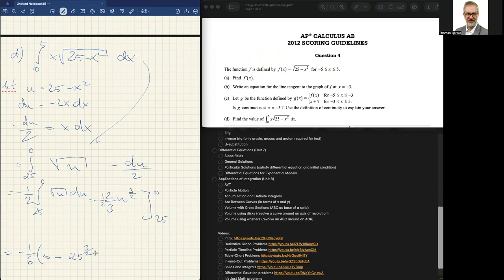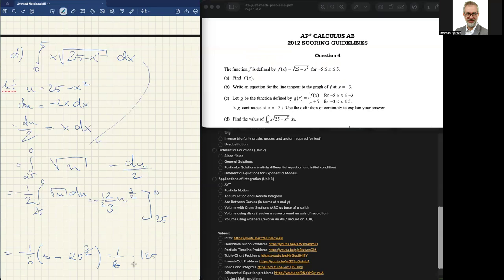So I can do either of these first. Let's do one side at a time here. So I'm going to eliminate the 0. And then I have negative, so that's positive. So it's 1/6. And then here, I'm just going to do the square root first. That gives me 5. And then 5 to the 3rd power is 125. So 1/6 times 125 is the actual value of the integral.